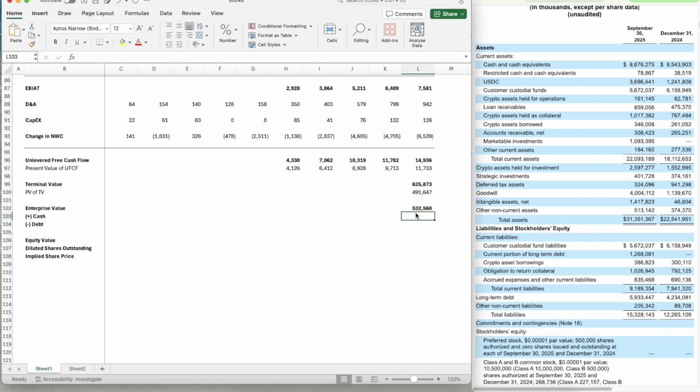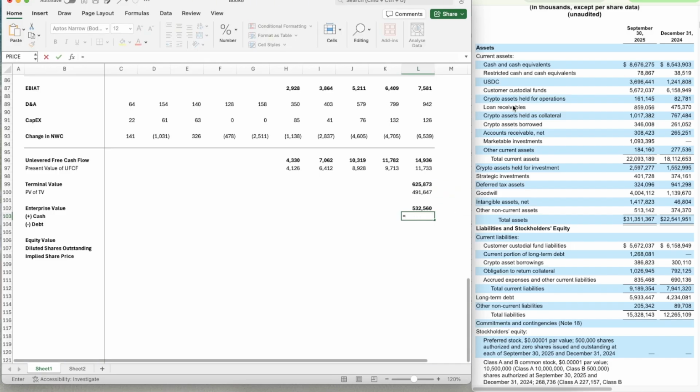But obviously, when Coinbase releases its annual report next year, we'll see what the balance sheet shows and be able to understand that better. But for now, we'll just use what's on the balance sheet, because it's not separating out the Bitcoin portion of the cash and cash equivalents. But we'll go 8676.275 plus 3696.441.